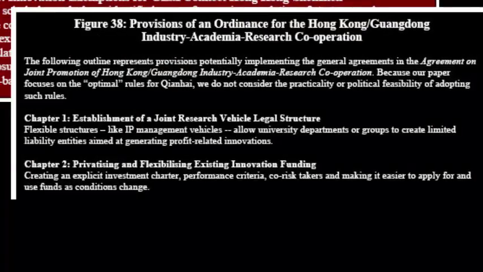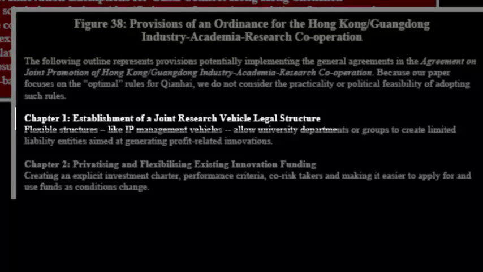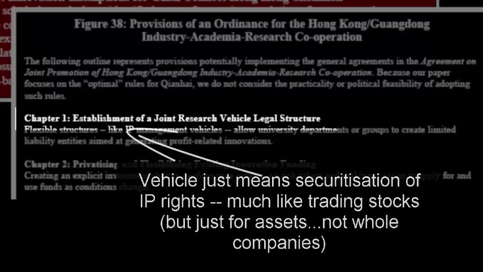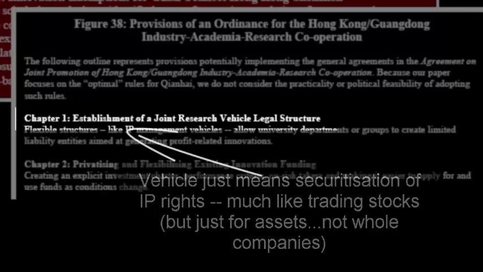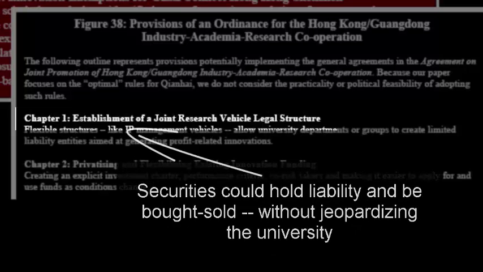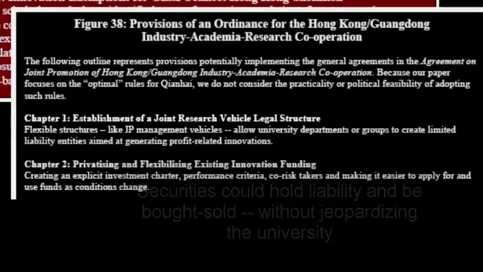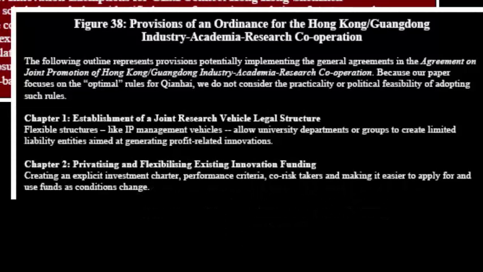As for an ordinance allowing for research cooperation between industry and academia, we support the establishment of a legal structure which would allow universities and businesses to create joint research vehicles. These vehicles would represent vessels that would hold intellectual property developed by academic departments and companies together. In that way, these partnerships could commercialize their discoveries without imposing liability on the university or the company involved.